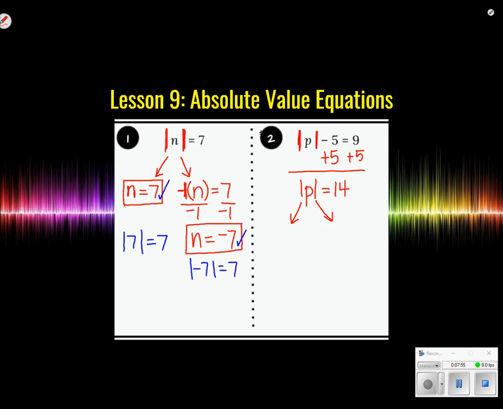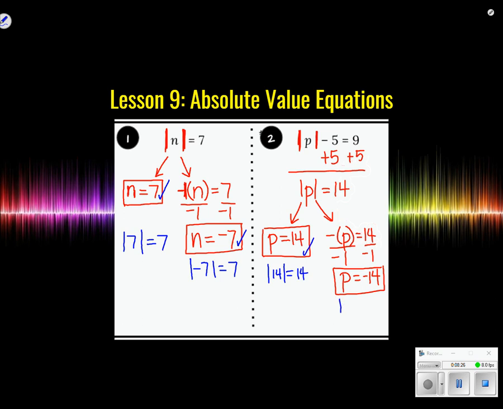So we're going to split this into 2 parts. One of them does not have equal to bars. The other one gets parentheses and a negative. And then we solve. This one, already solved. This one we need to divide by -1, so p equals -14. Let's check. Is the absolute value of 14 equal to 14? Yes. Is the absolute value of -14 equal to 14? Yes. So we have 2 answers to our absolute value equation.